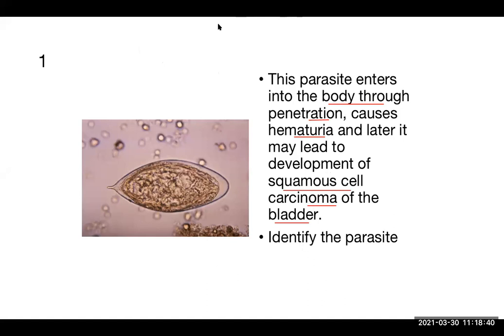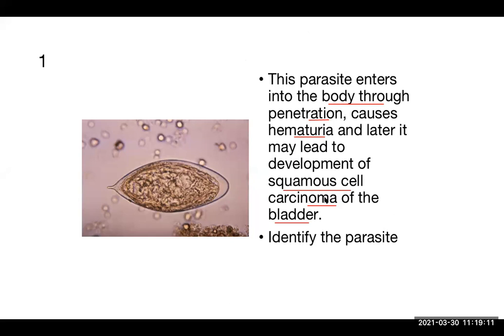Schistosoma haematobium. Absolutely, correct. Very good. So this is Schistosoma haematobium, because of this typical picture, it enters into the body through penetration. It causes problems in the urinary bladder, and in the long run, squamous cell carcinoma of the urinary bladder is developed by Schistosoma haematobium.